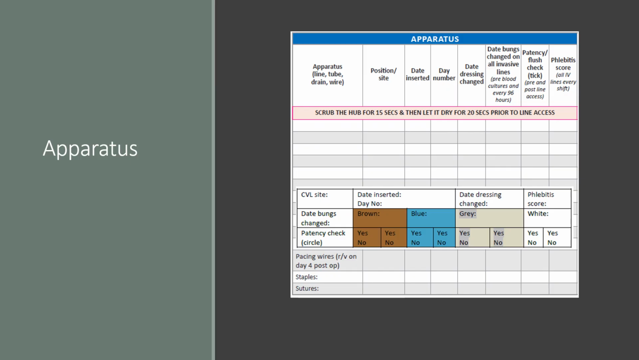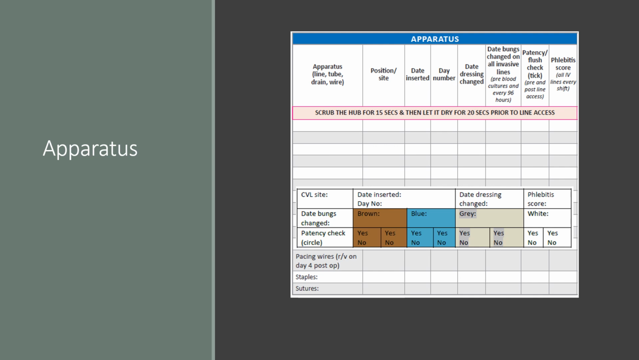So moving on to the right-hand side of the flowchart, you can see the apparatus box. This is pretty self-explanatory, but any line, drain, tube that is in the patient gets documented on this chart, and you can see that we're asking for the position or the site of the tube, the date it was inserted, the ICU day number, and of course when the dressing was last changed. There are a few other things on this part of the chart which I'll go through in the next few slides, but just suffice to say that with any indwelling IV device, we take infection control really seriously.